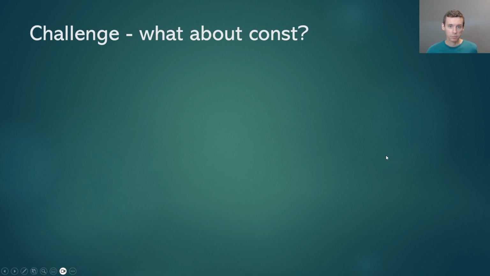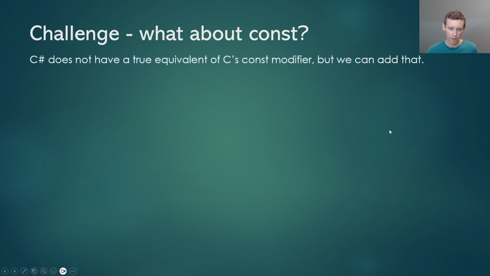Okay, there are some challenges for sure in what I'm trying to do with fin, and specifically implementing kind of like writing low-level C code, but inside of C#. And one of them is that while C# does have the const keyword, it's not really a true equivalent of C's const modifier, but we can kind of add that behavior.